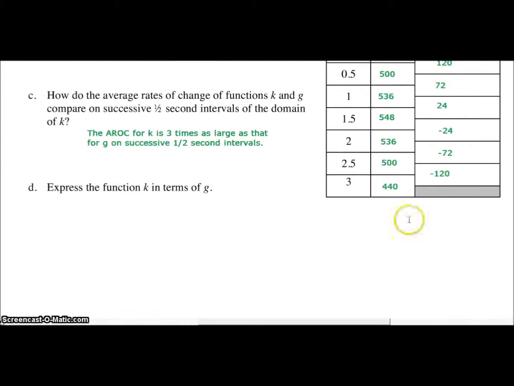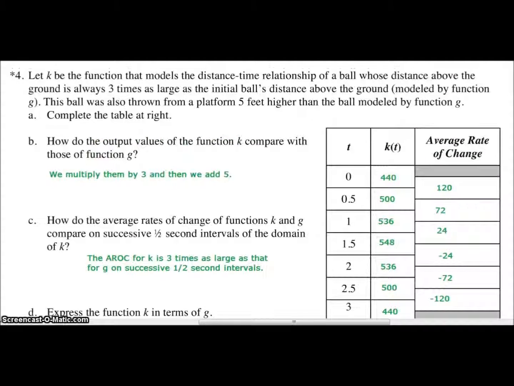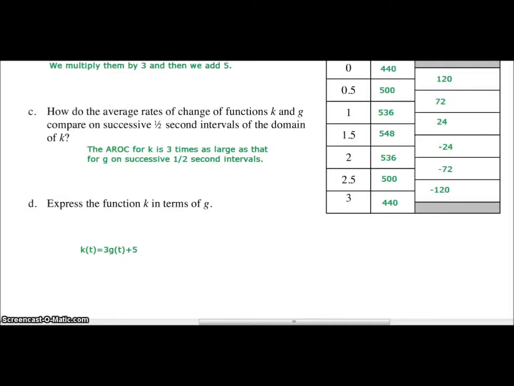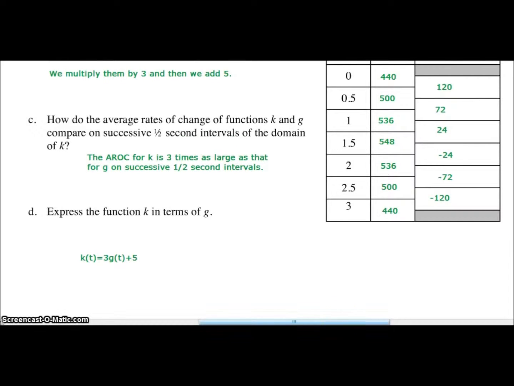Express the function k in terms of g. k of t is 3 times g of t plus 5. But that really doesn't make sense how that is a function whose distance above the ground is always 3 times as large and the ball was thrown from a platform 5 feet higher than the ball modeled by function g. That doesn't make sense to me. Okay. Moving on.